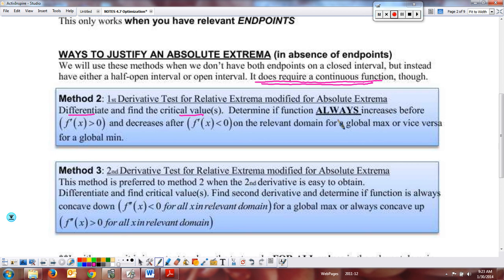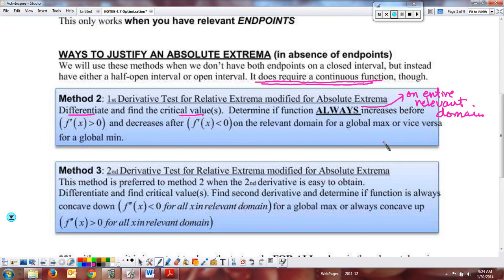And then what you want to make sure is this always is the part that's going to turn a relative into a global, because relative is only for some interval. We're going to be saying, on the domain, okay, when I say always, we're basically saying on the entire relevant domain, that you have to show that before that relative max, your function is always increasing, or your first derivative is positive, and after that it always decreases, your first derivative is negative. And if you can show that, then you would be able to say that you do have a global max.